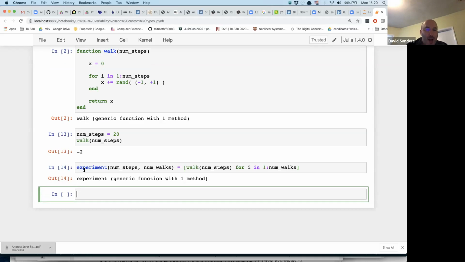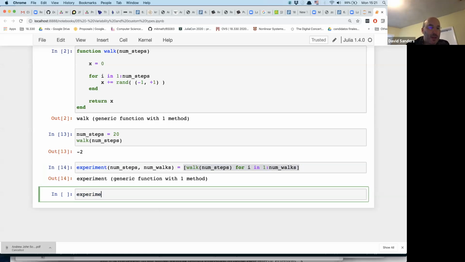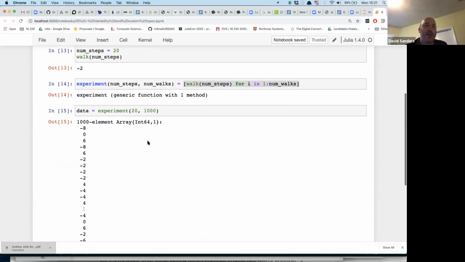So I'm just defining a new function experiment. I can use this nice one-line syntax for defining my function. This is defining the function called experiment with these two parameters. And it just calculates this array of data by running the walk a lot of times. So experiment, number of steps 20, we said, and then let's say 1,000 walks, and we're going to call the result data. And so it spits out this vector of values.